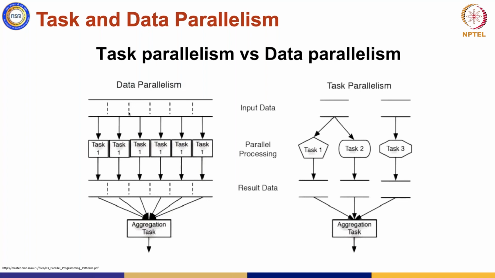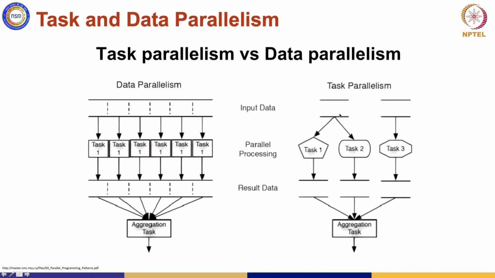So there is a data decomposition which actually happens. And then this is how this block of data goes to this task, this block of data goes to this task, the third block goes to the third task, right? And something like this, and then you have this aggregation of all of these results. This is data parallelism.